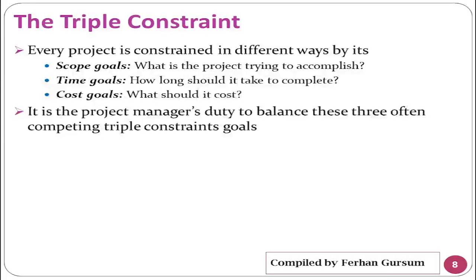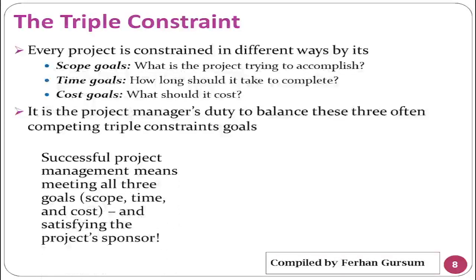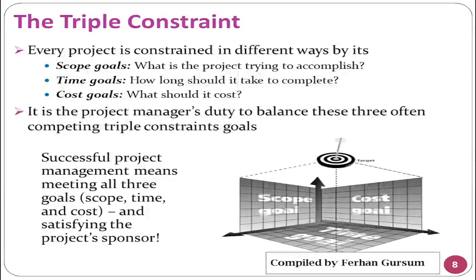Okay, successful project management means meeting all three goals. To say this project is successful, it has to meet these three goals, which means scope, time and cost, and satisfy the project sponsor. If it satisfies the project sponsor and meets the triple constraint, which means scope, time and cost, then that project is called successful.